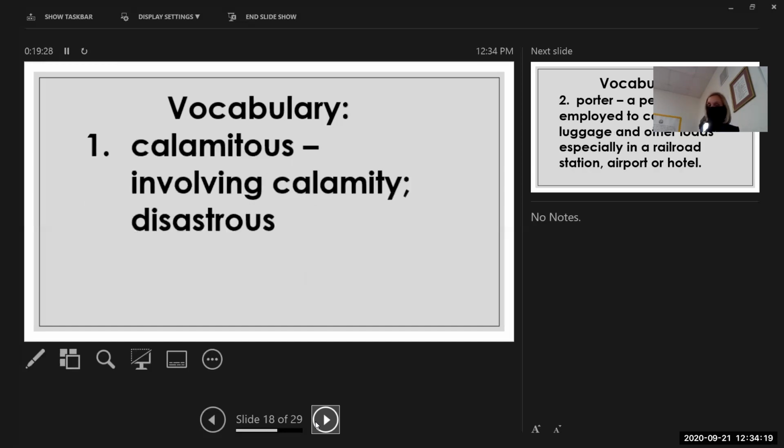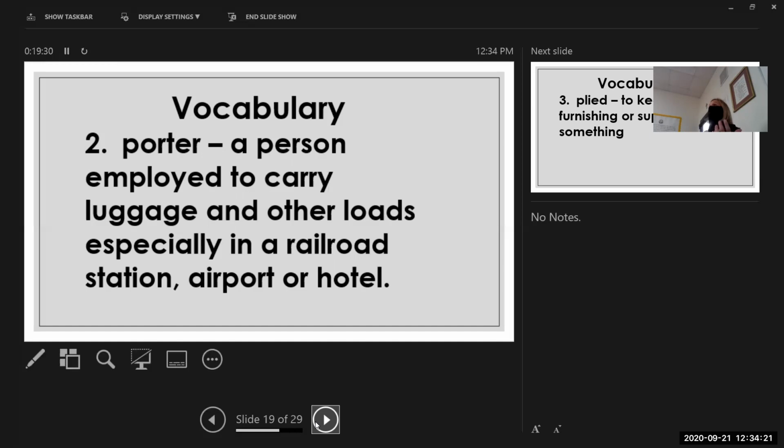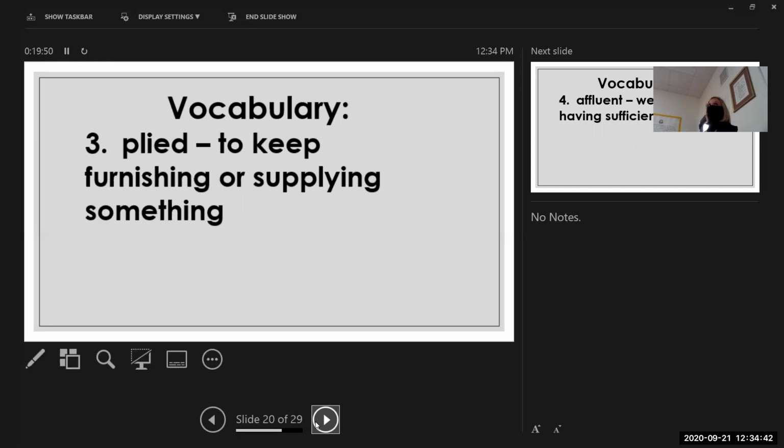So here's the definition of a porter. It would have been like their guardian, but somebody who their parents actually paid to travel with them. Okay. All right. So what does it mean that they plied them, the poor little motherless darlings, they plied them with cold fried chicken? What does that word plied mean? They loaded them up. That's a great translation. So this word plied means to keep furnishing or supplying. Or you can put Bennett's definition, load them up.